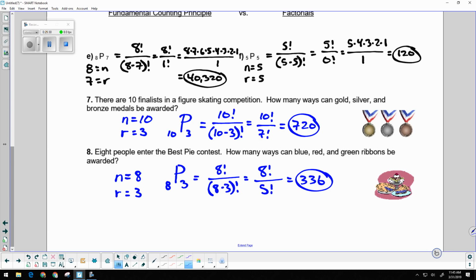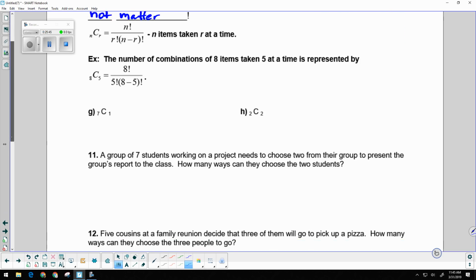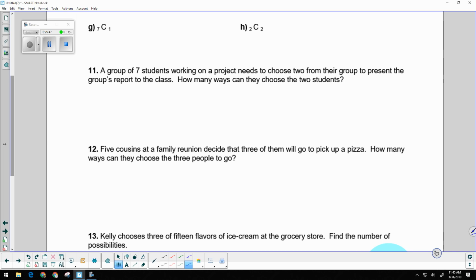So that's permutations. Now, as you turn the page, we are going to shift gears and talk about combinations. With combinations, order does not matter. Some examples of when order doesn't matter are in 11, 12, and 13. In 11, a group of 7 students working on a project need to choose 2 from their group to present the group's report to the class. It doesn't really matter the order you choose the people to present the report. 2 of them are going to go up, they're going to talk, it's over.